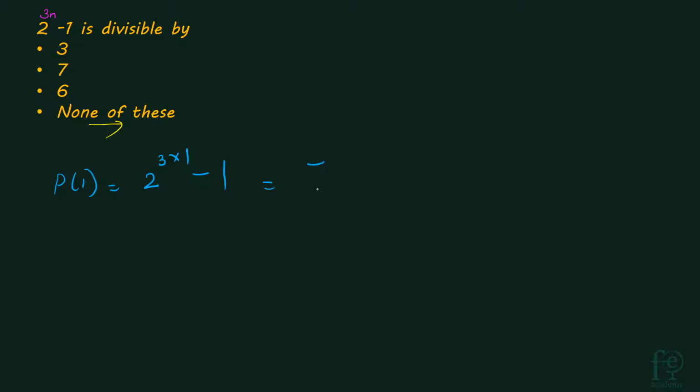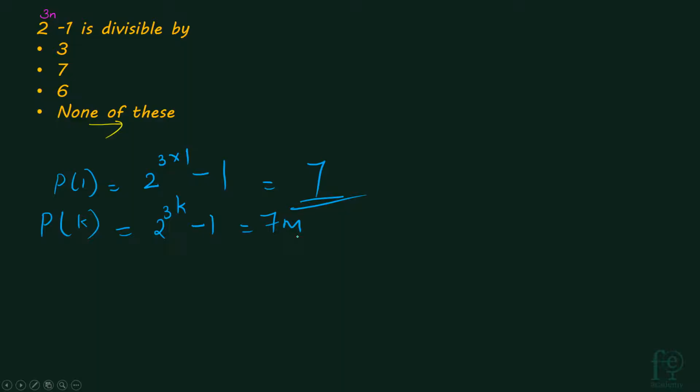So it will be 2 cube minus 1 is equal to 7. So P of 1 is divisible by 7. So you are assuming that P of k is equal to a multiple of 7, or P of k is equal to 7m. You are assuming P of k is true. Why are we going through this step?